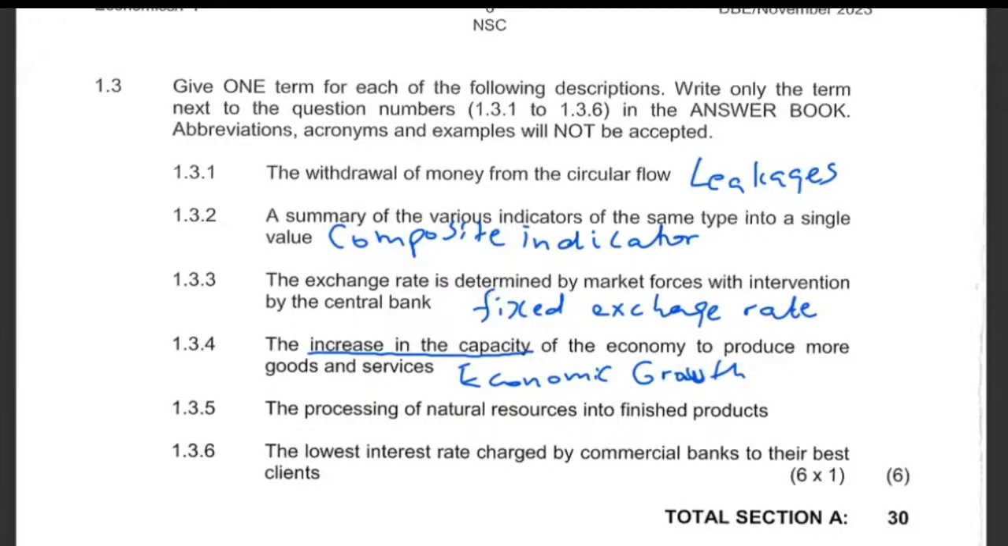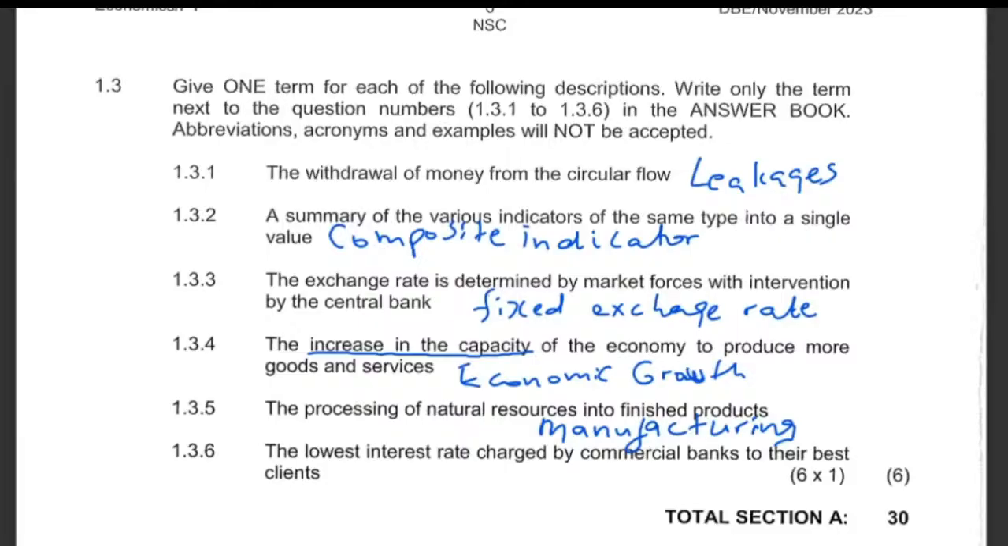So now moving on to the next question, 1.3.5, which reads as follows. The processing of natural resources into finished products. This is nothing but manufacturing, because manufacturing is where we process the factors of production into finished goods and services. Okay, right. So now let's move on to 1.3.6.